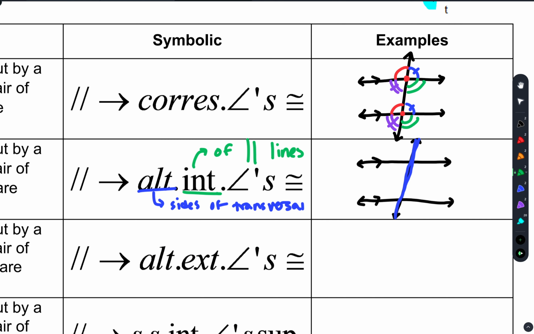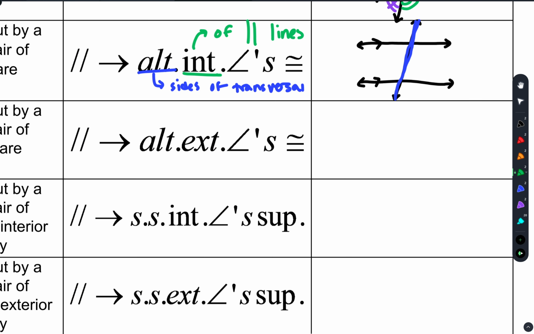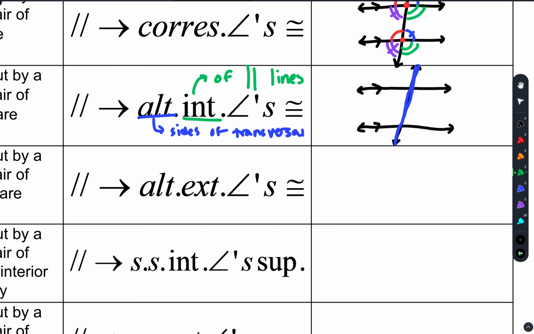So if I think about this as like railroad tracks, the interior angles are all the stuff in between those two tracks. So an example of alternate and interior angles would be this pair of angles here, one on each side of the transversal, but still on the interior. Or it could refer to maybe this pair of angles right here. And again, we are saying based on that relationship, if those lines are parallel, those pairs are congruent.